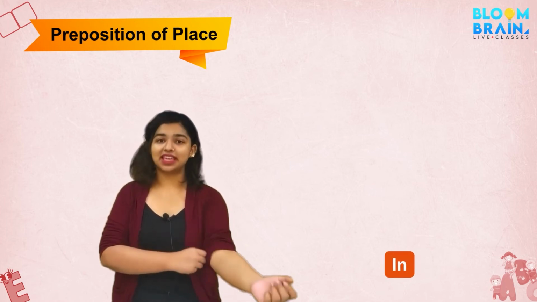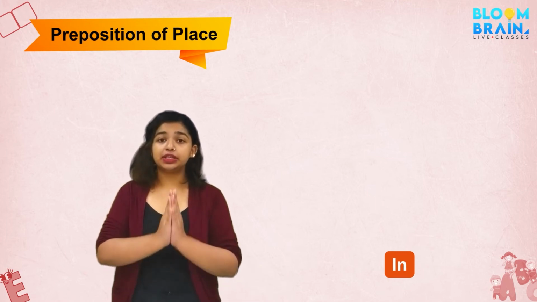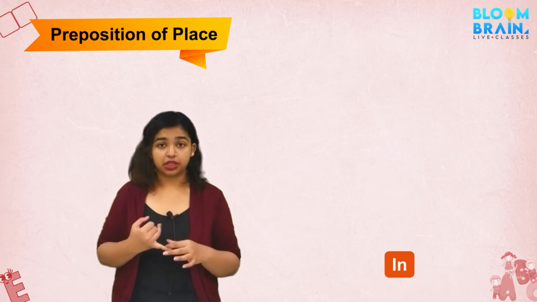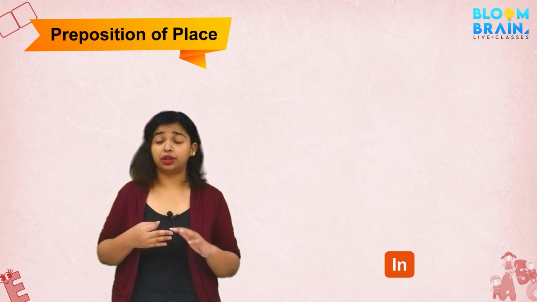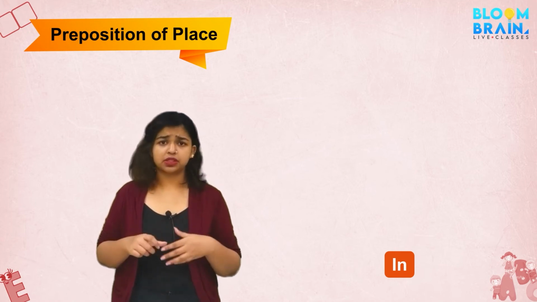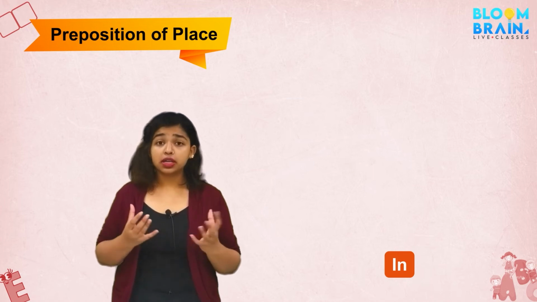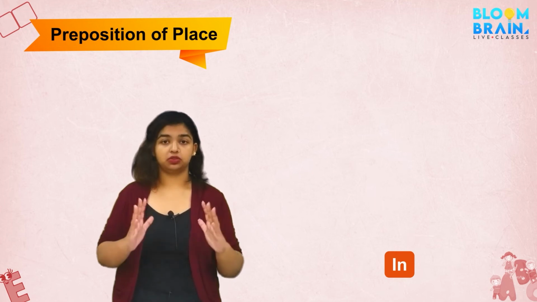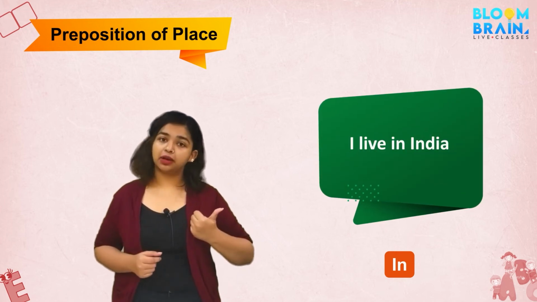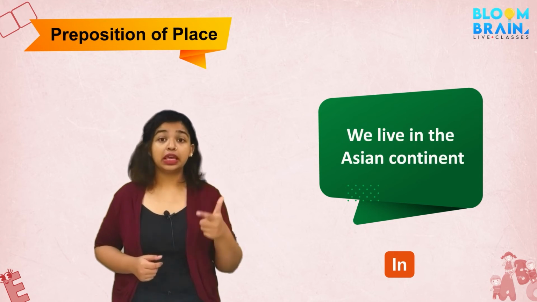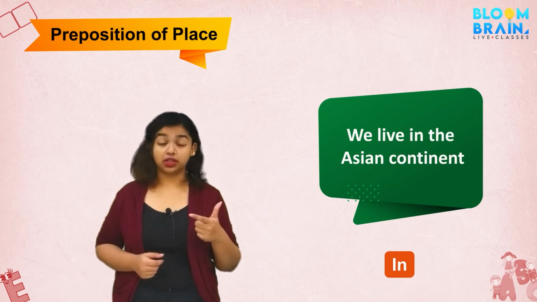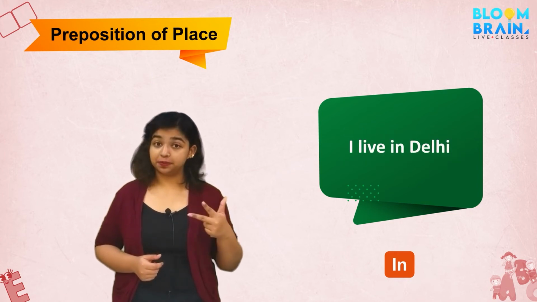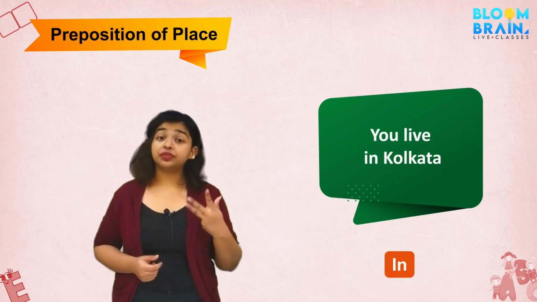The first one, which is in. Okay, in is generally used to denote bigger spaces: country, continent, hemisphere, cities, sometimes states, regions, or if it is inside of something, or some abstract concept. So, firstly, I live in India. We live in the Asian continent. I live in Delhi. You live in Kolkata.